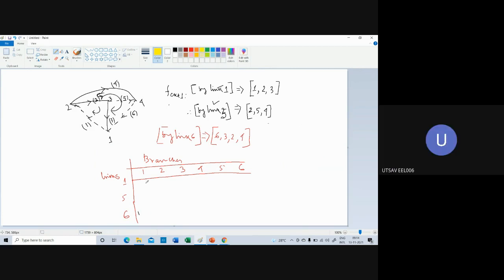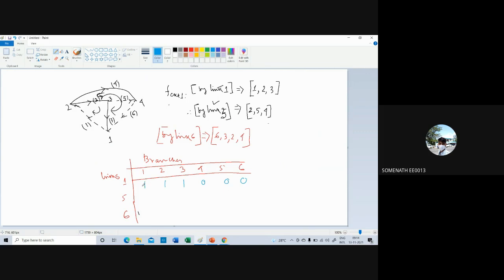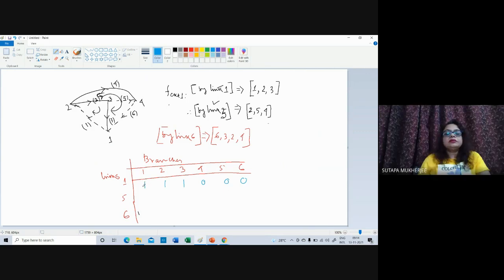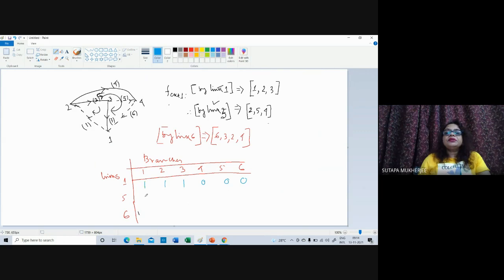1, 2, 3, and others are 0. So 1, 2, 3 plus or minus? Everything will be plus. Everything plus? Yes, ma'am. Okay. Now come to 5. So 2, 5, 4. Others are 0.